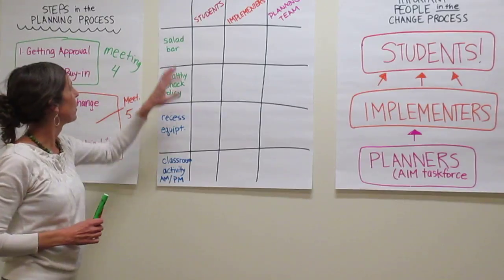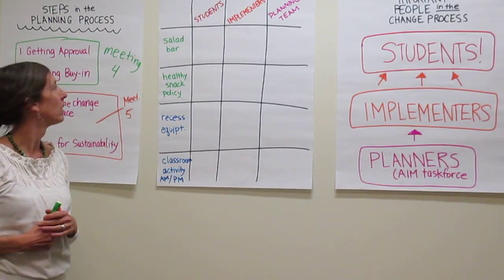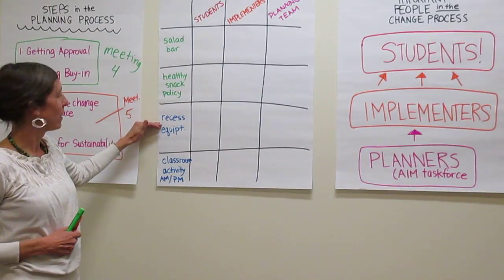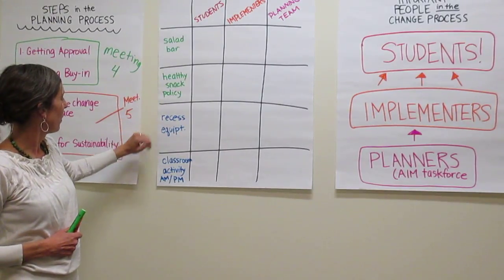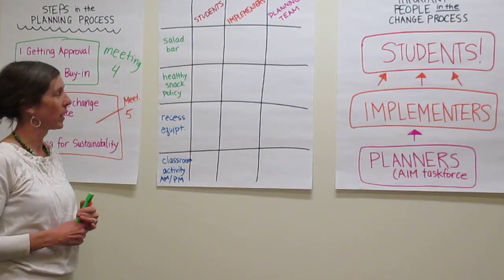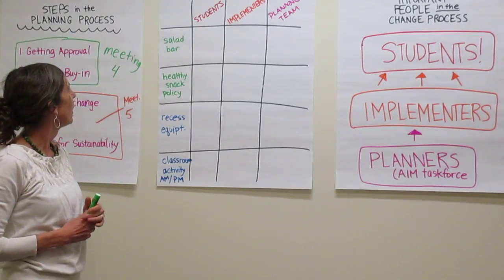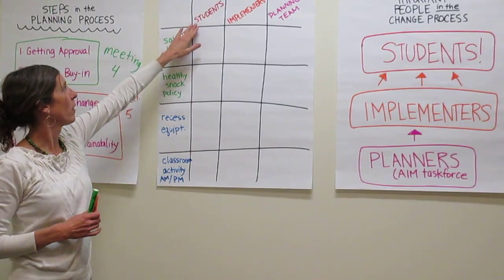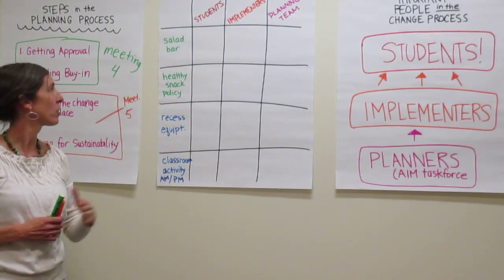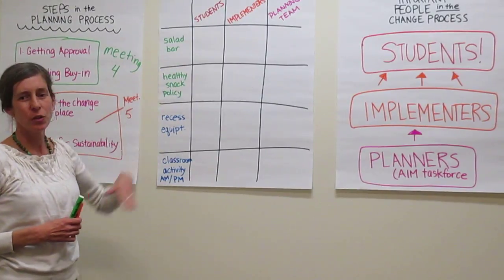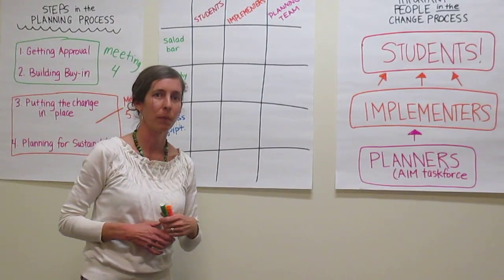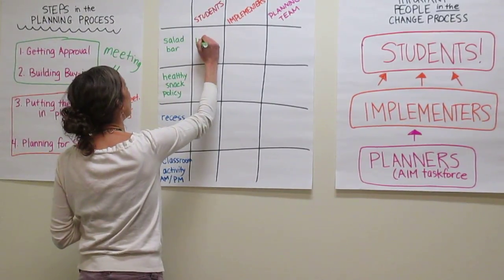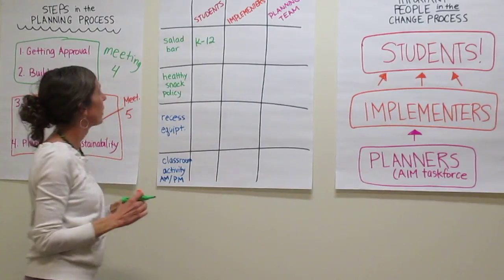So let's talk about this in terms of the changes that you all have selected. We have a salad bar, a healthy snack policy, recess equipment for the playground to check out at recess, and then classroom activity breaks in the morning and in the afternoon. Let's go down this list and make sure we're all clear about who the students are that are going to be impacted by each change. Starting with the salad bar, who are the students that are going to be using this change? Exactly, so everyone, K-12.